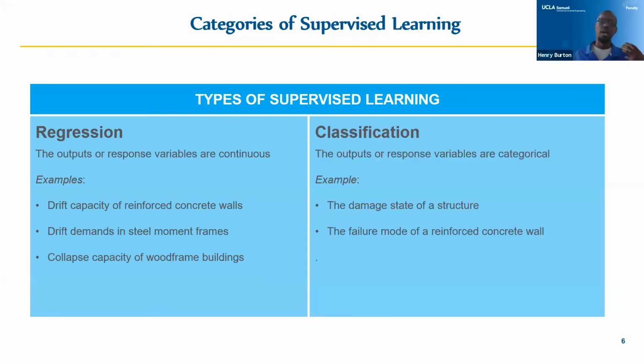Classification is the case where the output or response variables are categorical, right? So for example, if you're trying to predict the state of damage of a structure after an earthquake, or you're trying to predict the likely failure mode in a reinforced concrete wall, these are examples of classification problems.